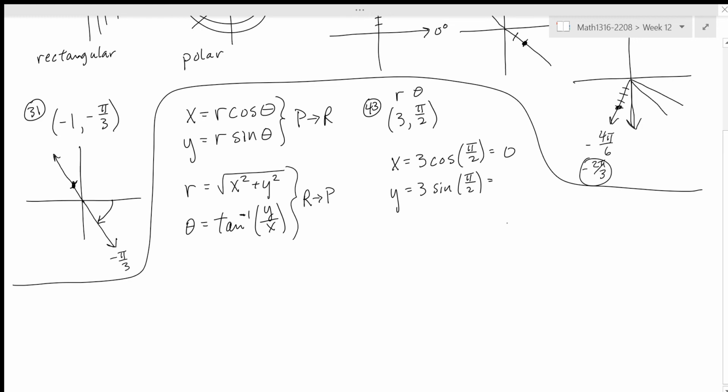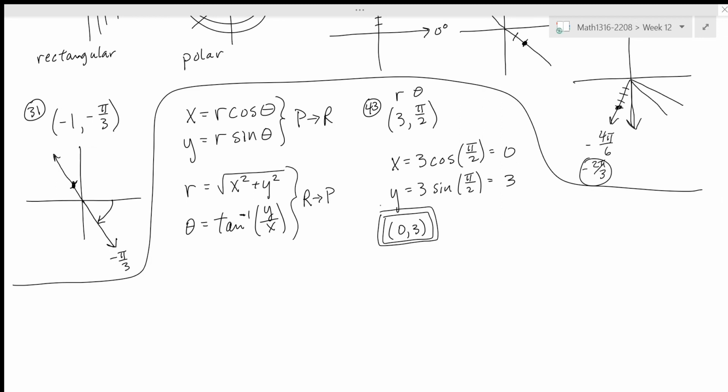I heard 0. Anybody agree with 0 for that? 3 cosine pi over 2. 0. What about 3 sine pi over 2? I heard 3. Anybody agree with 3? Yes? Okay. So now we can write the ordered pair in rectangular form. X comma y would be 0 comma 3. And that's all you do.